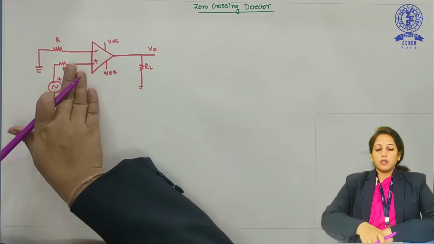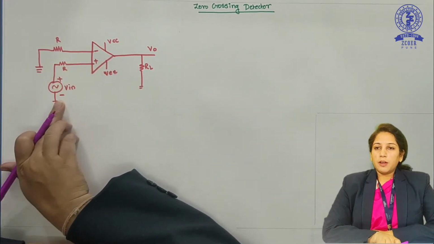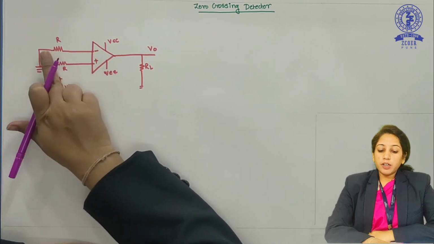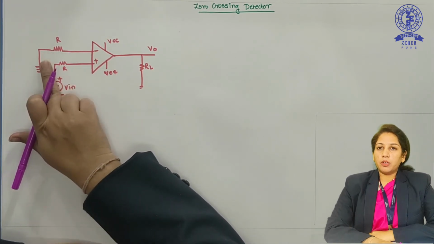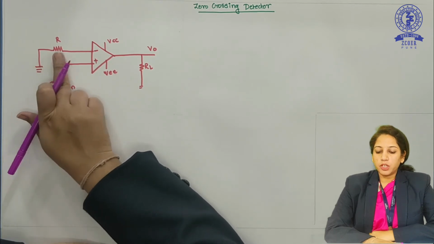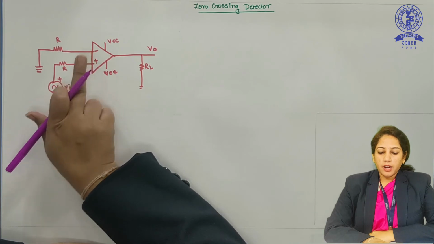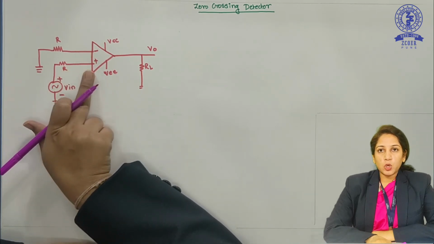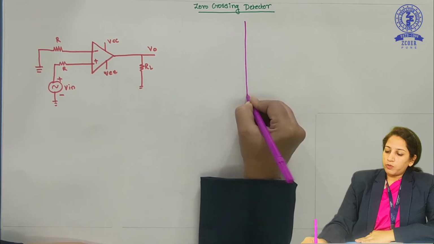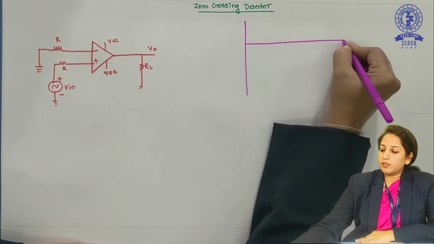See, on the non-inverting terminal I have given an input voltage source V in, and the inverting terminal I have made grounded. That means V reference is 0. I have not provided any DC voltage on the inverting terminal, and I have provided an input voltage on the non-inverting terminal. Now we will see how the transitions of my output will change.